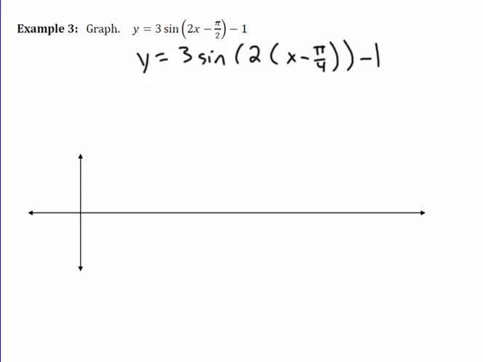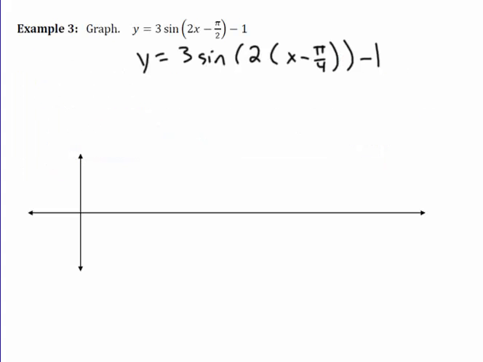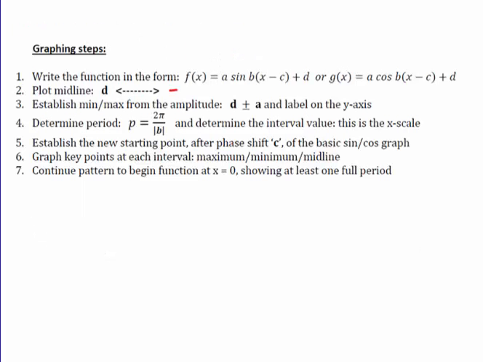If we look back at our steps, the first thing we want to do is plot the midline. So we're going to determine the midline, and we're going to plot it. If we look at our equation here, the D value, the midline, is at minus 1. So we're just going to go down to minus 1 on our graph and sketch in a midline, which is our dotted line. There's our midline. Now that we have our midline in, let's go back to our steps.